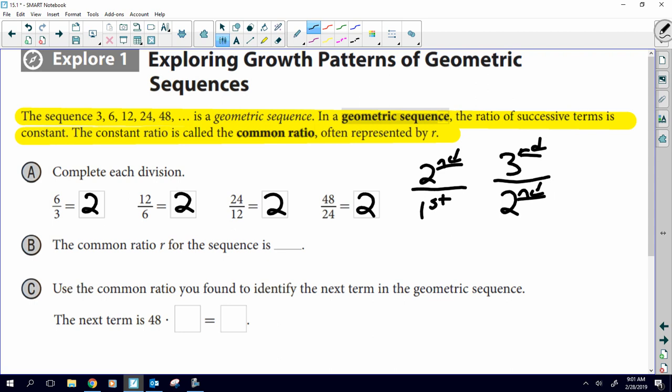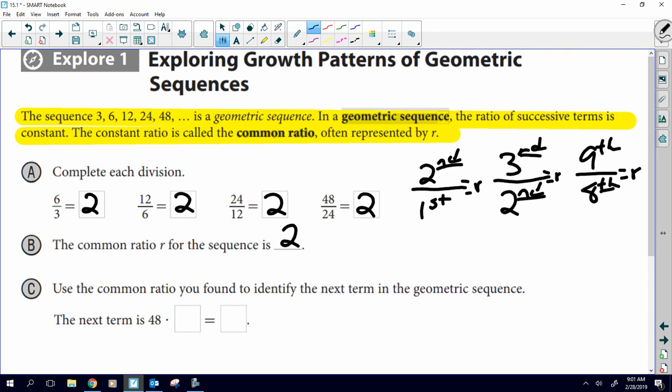If I was trying to figure this out and I had the ninth term and I divided the ninth term by the eighth term, I would still get this R, okay? You'd still get this constant R no matter where you are, as long as you're taking the term that you're at and dividing it by the previous term, okay? So the common ratio R for the sequence is, well, 2, as we have figured out.